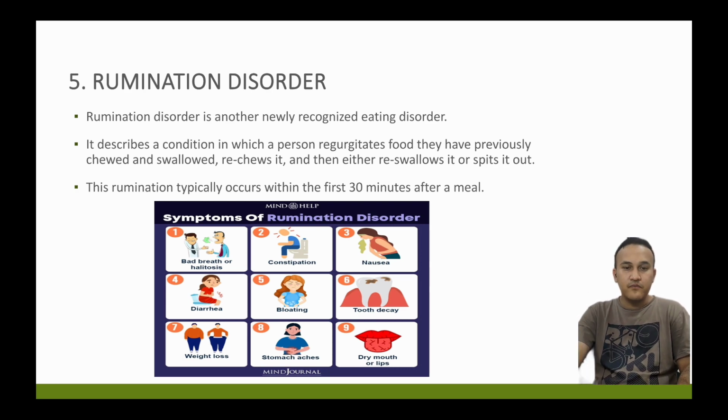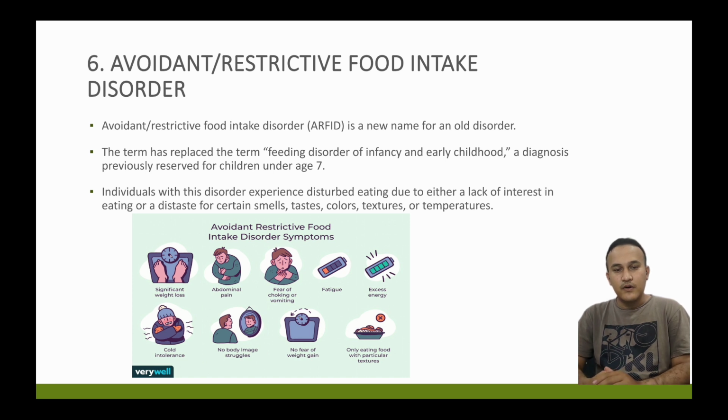Number 6 is avoidant or restrictive food intake disorder, or ARFID. It is a new name for an old disorder. The term has replaced the term feeding disorder of infancy and early childhood. This diagnosis is presently reserved for children under age 7. Individuals with this disorder experience disturbed eating due to either a lack of interest in eating or distaste for certain smell, taste, color, texture, and temperature.